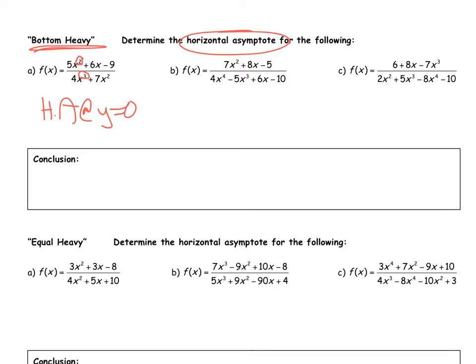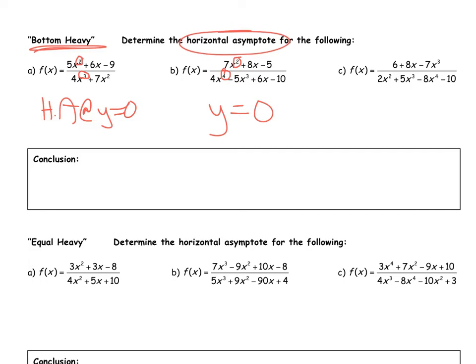So if we look at letter B, this is written in the correct order. Again, you'll notice the exponent in the denominator is bigger than the exponent in the numerator. So my horizontal asymptote exists at y equals 0.